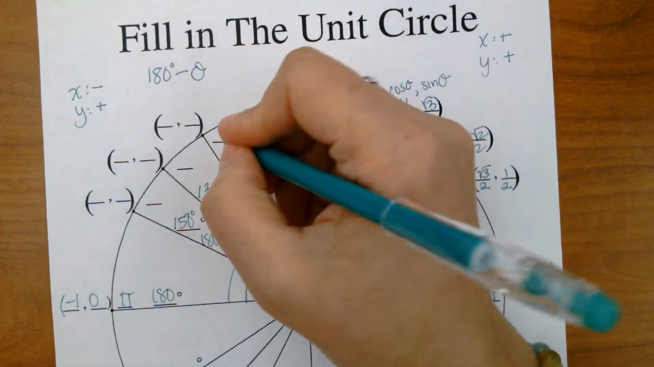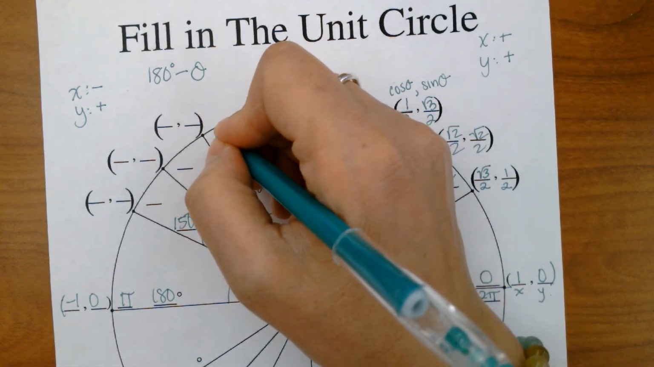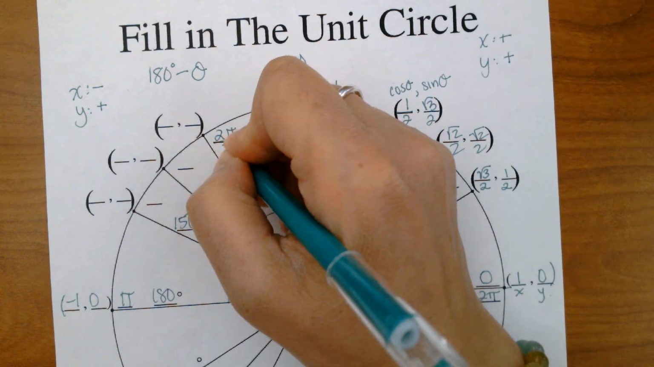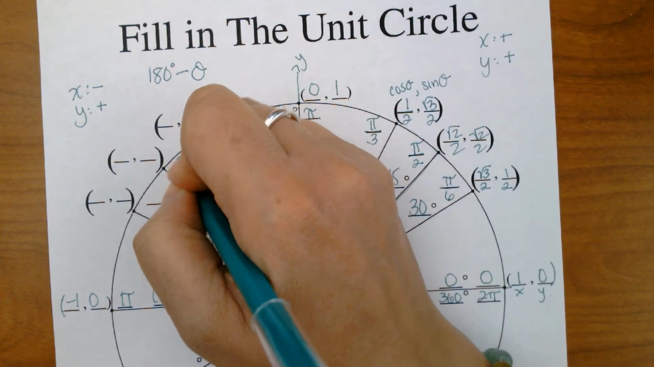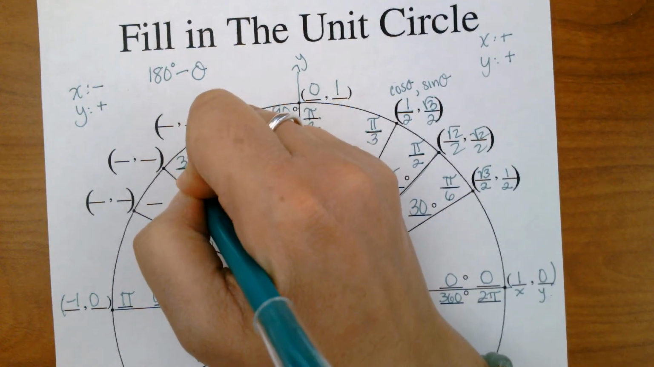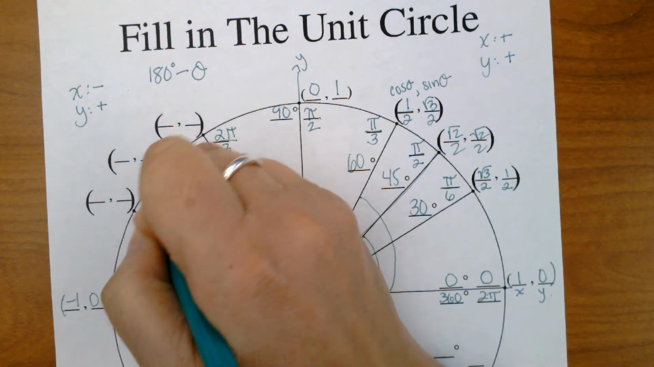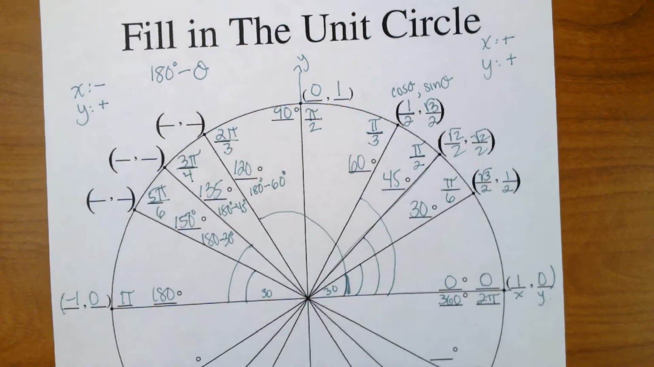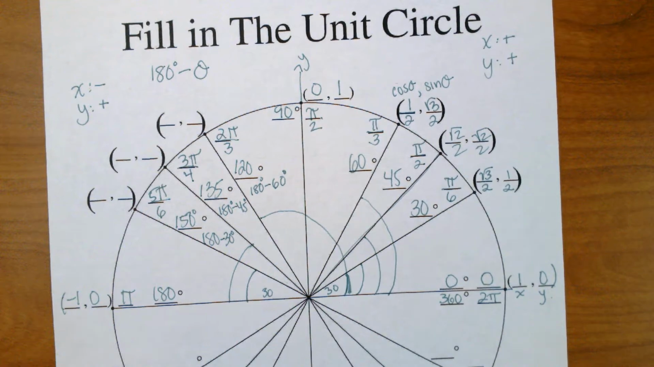Now, you changed all of these to radians. I made you do a whole heck of a lot of work if you were in my class. So in pi radians, I'm going to fill this in for you: 3 pi over 4 and 5 pi over 6. You've done that before, just filling them in.